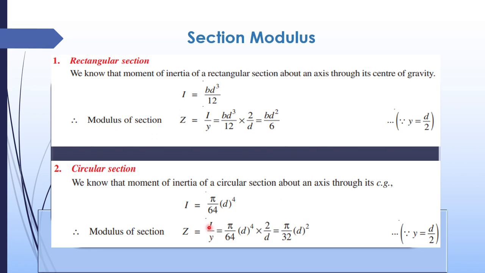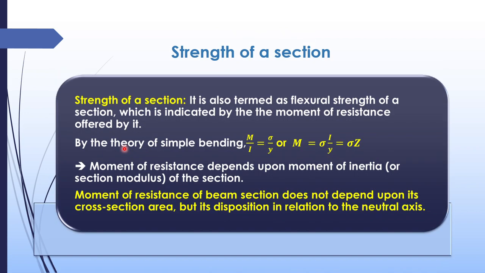Similarly, for circular section, I is pi by 64 d raised to 4 and y is d by 2 again. So, you will get it as pi by 32 d square. That is the modulus of section of a circular section. So, this is about section modulus.